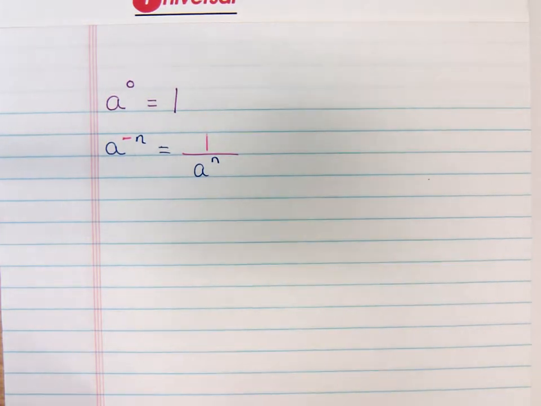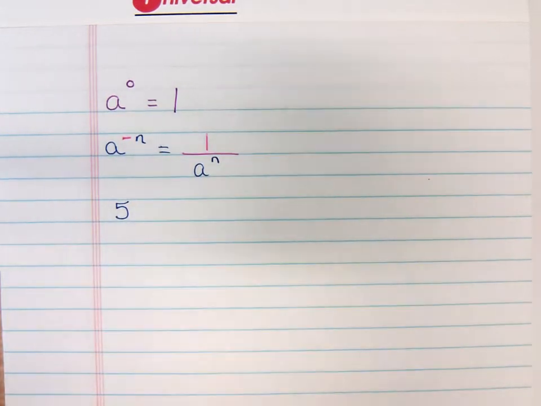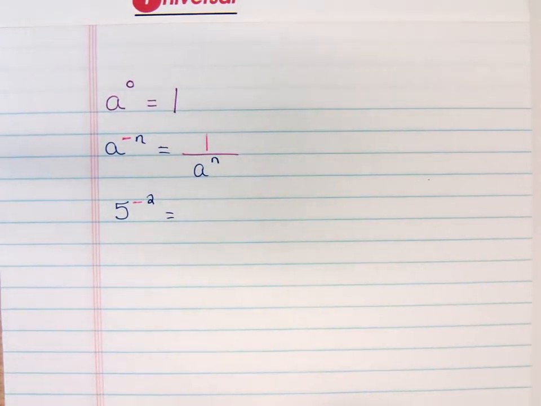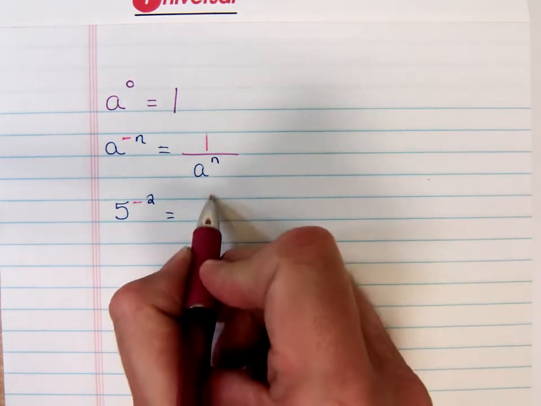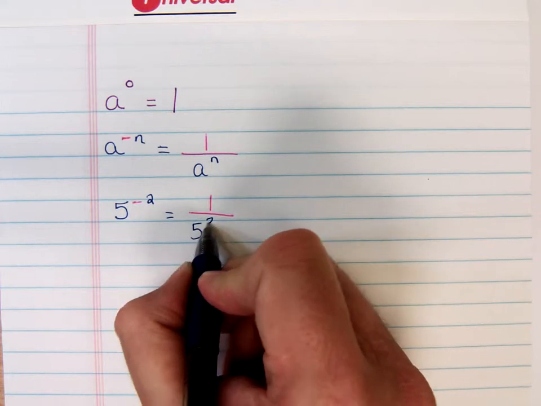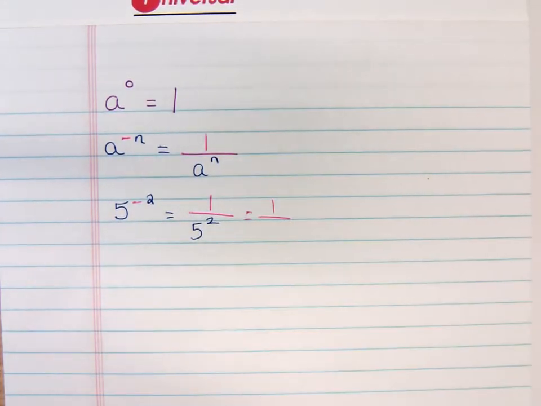For instance, 5 to the negative 2 power is not negative 25. It's not negative 10. It's not negative anything. It's 1 over 5 squared. Or we could write it as 1 over 25.